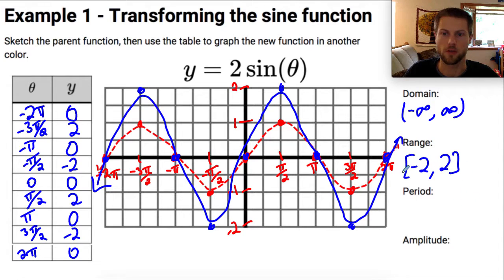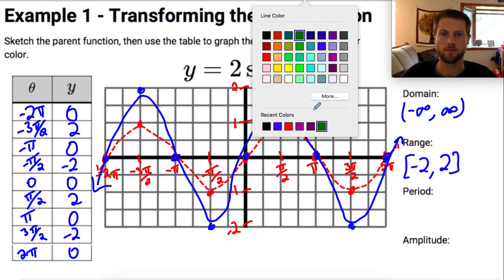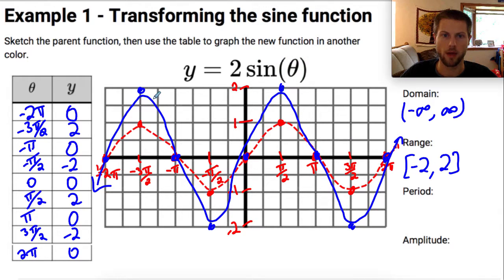And just as a reminder, these square brackets mean that I'm including those values. It actually does touch negative 2, although my graph doesn't look like it. Whereas I can't actually touch negative or positive infinity, so in this case, these are considered open brackets. My period, if I still trace that distance from one point on my wave to the other, that x distance is still 2 pi. So that period is still 2 pi.